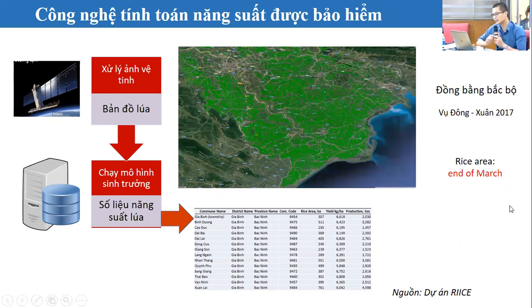Từ hình ảnh này sẽ đưa vào để xử lý và chạy mô hình sinh trưởng của lúa, để xem xét màu sắc và độ phủ như vậy sẽ ảnh hưởng tới năng suất như thế nào, và từ đó ước lượng ra được năng suất. Năng suất đó chính là năng suất mà bây giờ mình đang áp dụng trong các sản phẩm bảo hiểm hiện nay. Nó xảy ra một số vấn đề như tôi vừa trình bày.